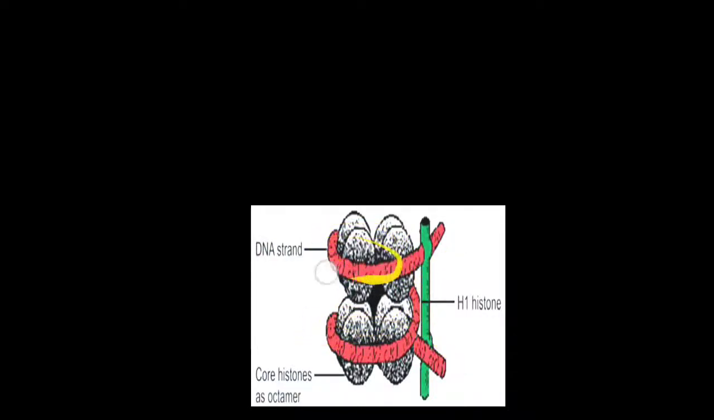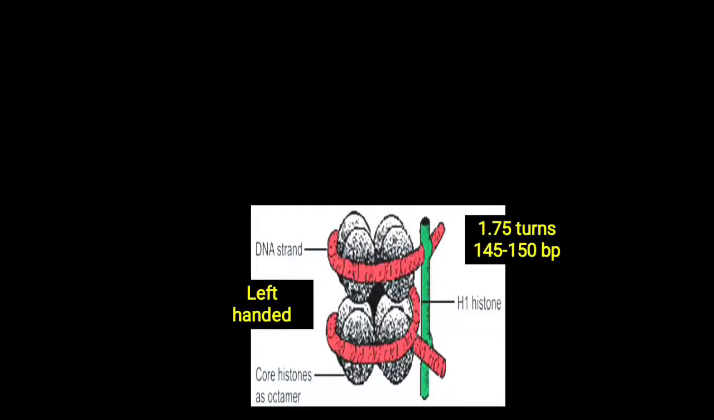Further, H2A and H2B with a pair of that, two times, and H3 and H4 with two such pairs, combined make an octamer. Over that octamer the DNA wraps about 1.75 times, and that wrapping is left-handed, which is opposite to the right-handed structure of the DNA. You have to remember that, as it can sometimes be asked. In these nearby 1.75 turns of the DNA, 145 to 150 base pairs are there.